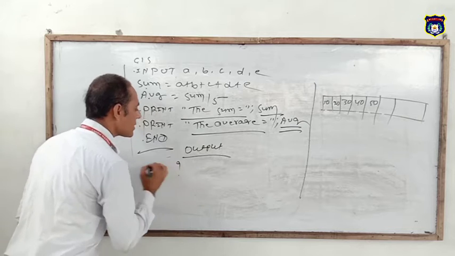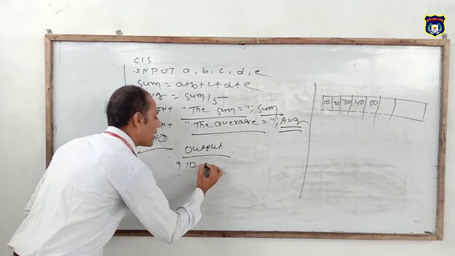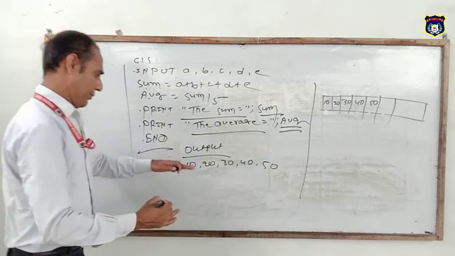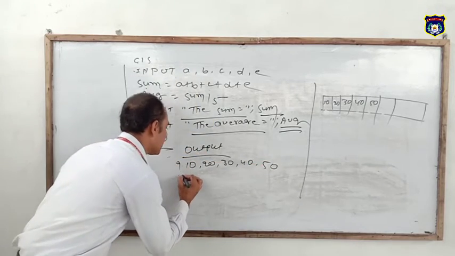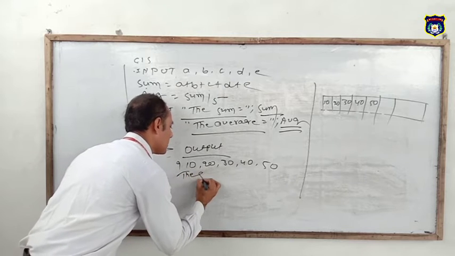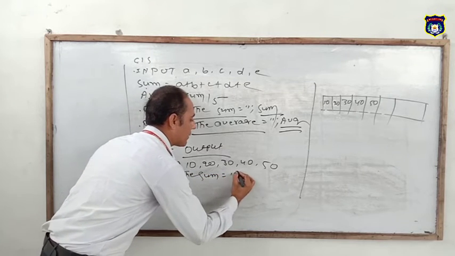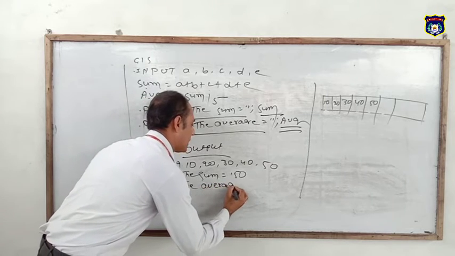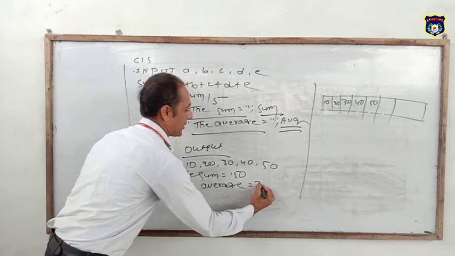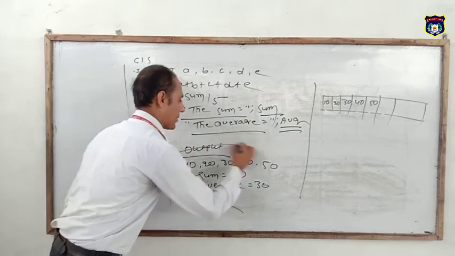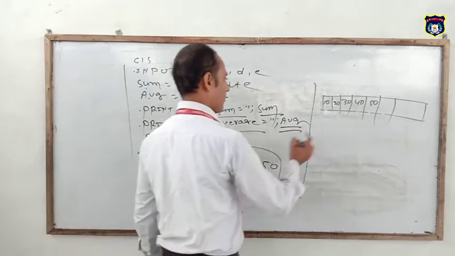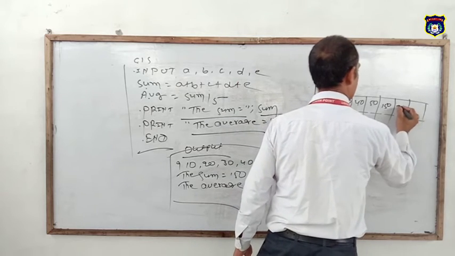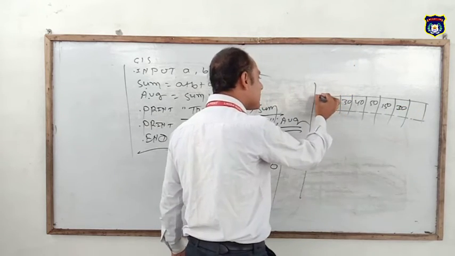The input question mark asks for values: 10, 20, 30, 40, 50. You can use any value. Then the output will be the sum equal to 150 and the average equal to how much? 30. This is the output of that program. 150 and 30. This is called the index.